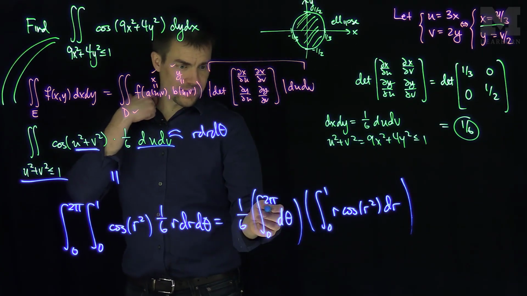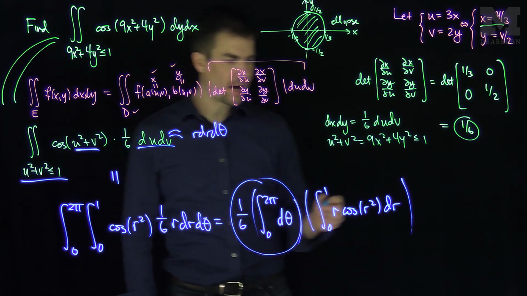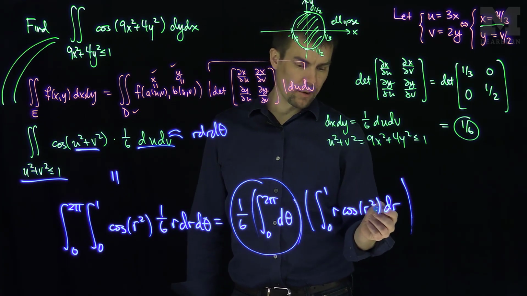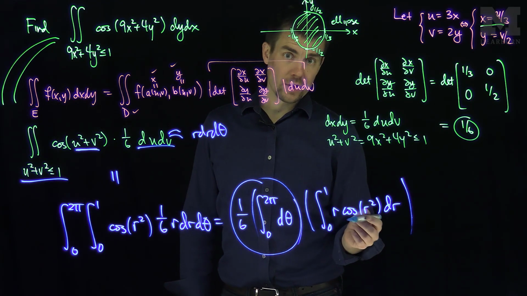Now we're almost done because the theta integral is going to give 2 pi. So these first two terms turn into a pi over 3. And then how am I going to do this integral over here? Well, I can do one more substitution, or I can just conjecture what this is going to be.